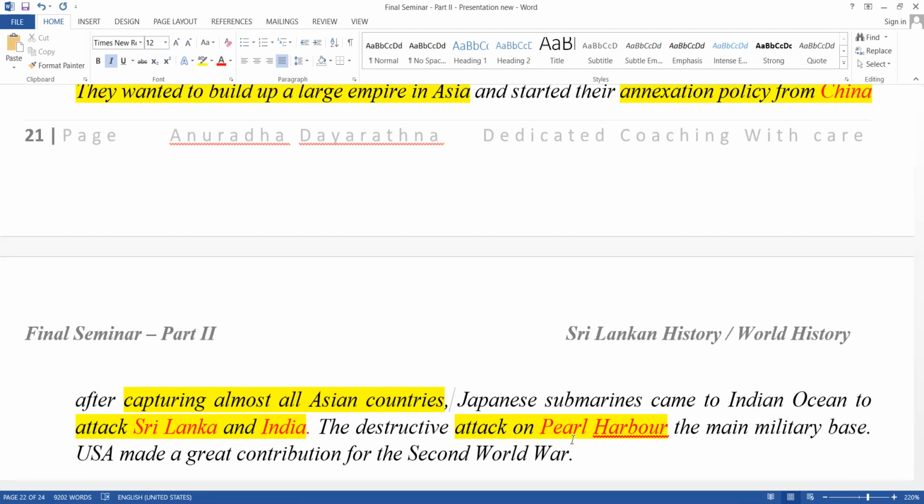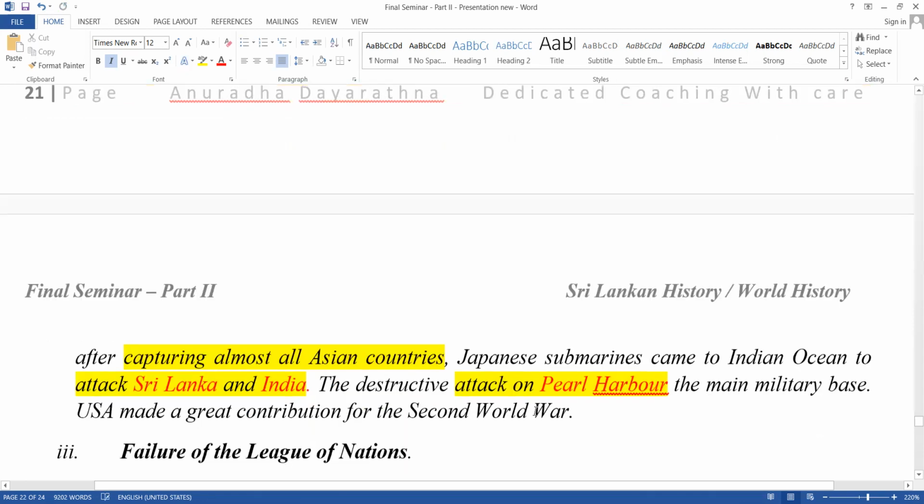they attacked the Guam camp of the USA. Pearl Harbor was the main military base of the USA that had been attacked. Then the USA made a great contribution to the Second World War. So US involvement in the Second World War was ensured by Japan.